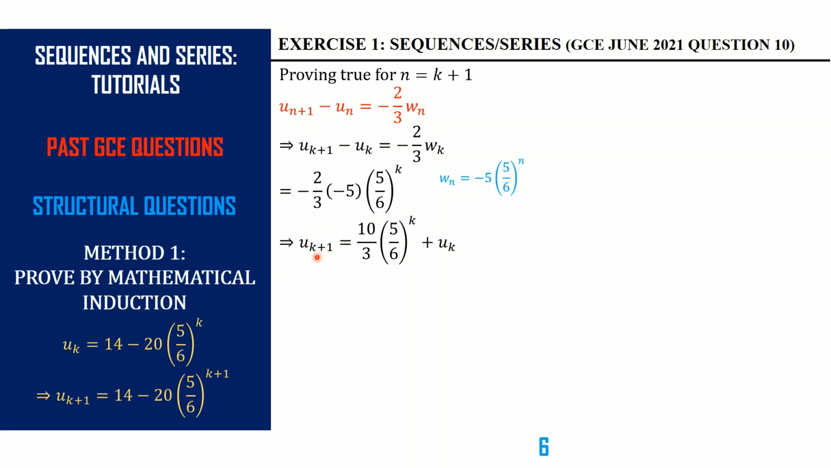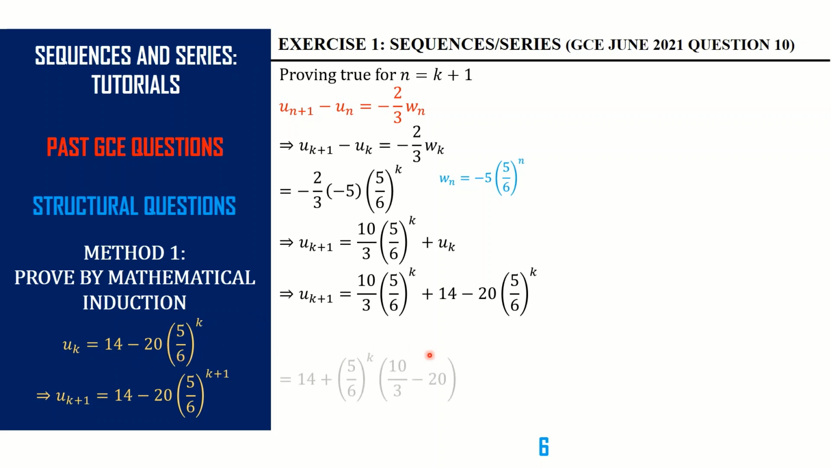Since we are looking for u of k plus 1, we are going to add u of k on both sides of the equation. So our u of k plus 1 is equal to all of this, which is 10 on 3 times 5 on 6, all that raised to the power k, plus u of k. But from our induction hypothesis, we assume that the statement was true for n equal to k. So it means that we just replace the value of u of k with 14 minus 20 times 5 on 6, all that raised to the power k. And then we try to simplify. So 14 is a constant, so we just keep it aside. And then 5 on 6, all that raised to the power k, is common between this first term and the third term. So we factor it outside.